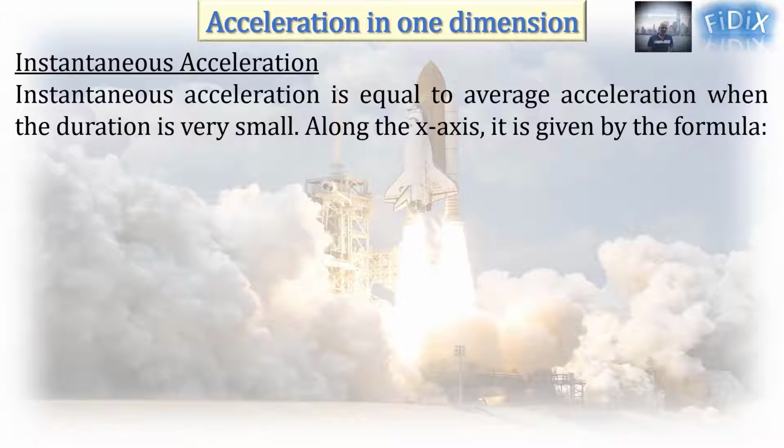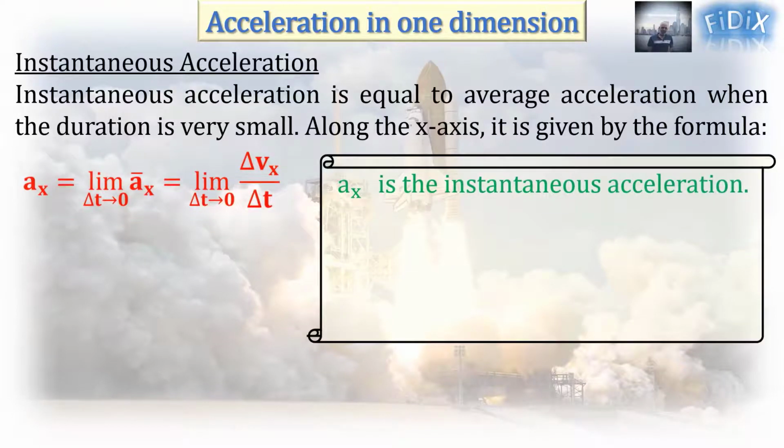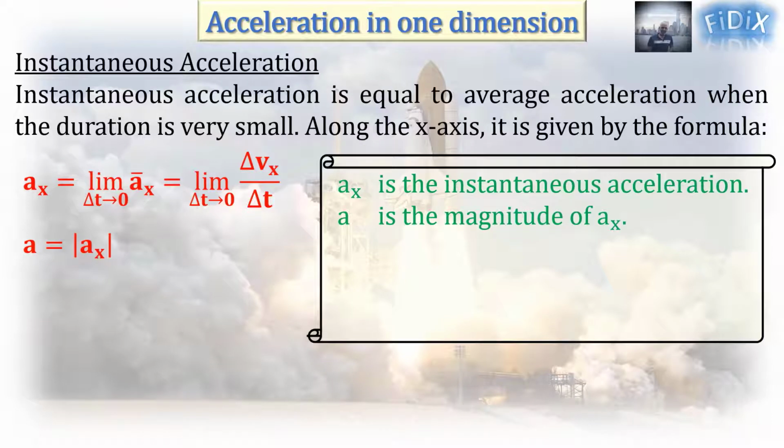Therefore, in one dimension and along the x-axis, the instantaneous acceleration is given by this formula, which means that it is equal to the limiting value of the average acceleration as the duration approaches zero. Thus, it is equal to the ratio delta Vx over delta t as delta t approaches zero. Note that the magnitude A of the instantaneous acceleration Ax is equal to its absolute value.